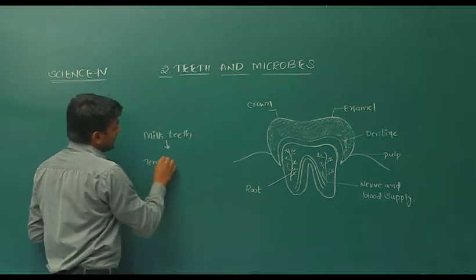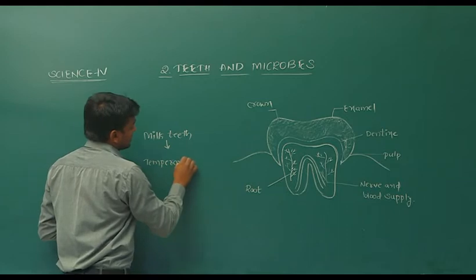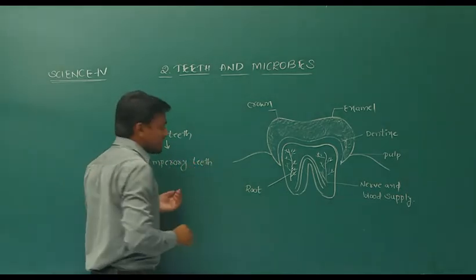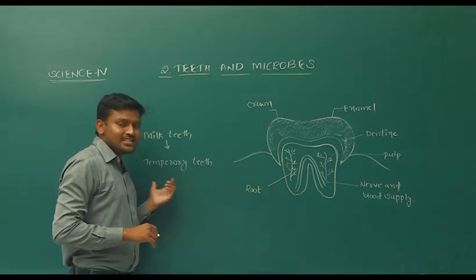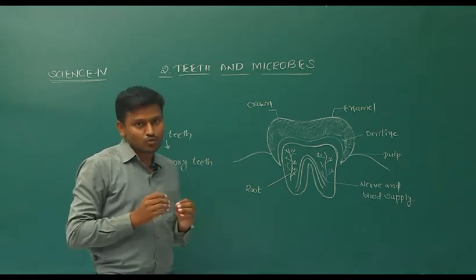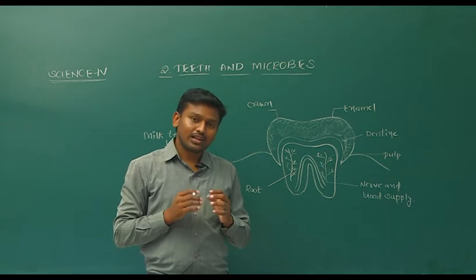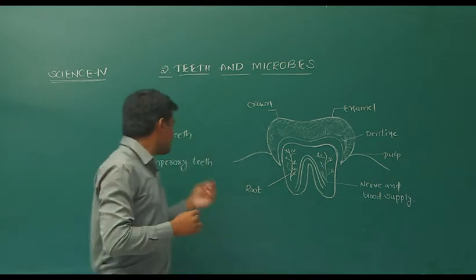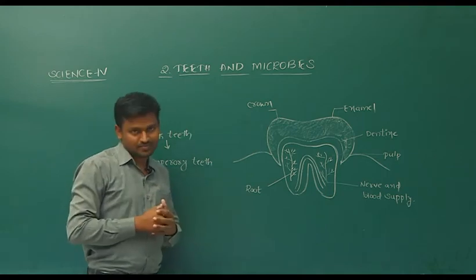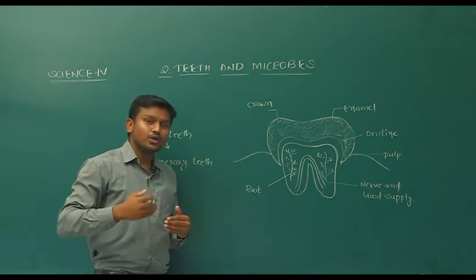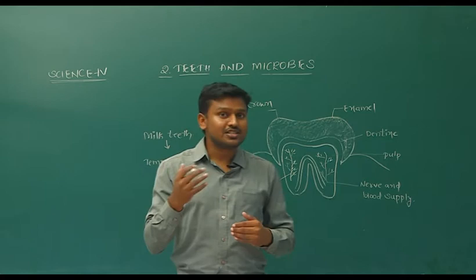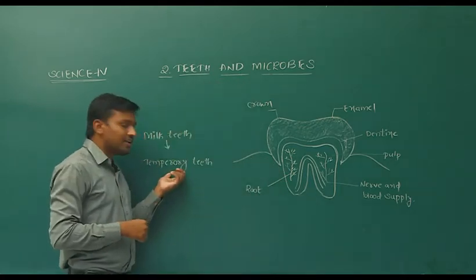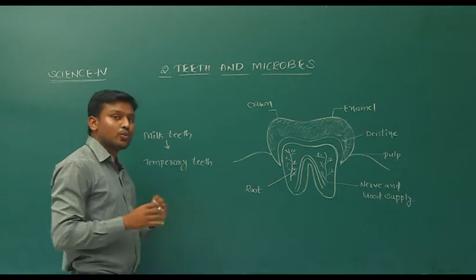Do you know why we call them temporary teeth? The reason is that this temporary teeth is a set of teeth. In this set, 20 teeth will be present, and after growing to 7 to 8 years old, these temporary teeth fall out. As they fall out, new teeth, or permanent teeth, come. And remember, as I said, temporary teeth, how many? 20.